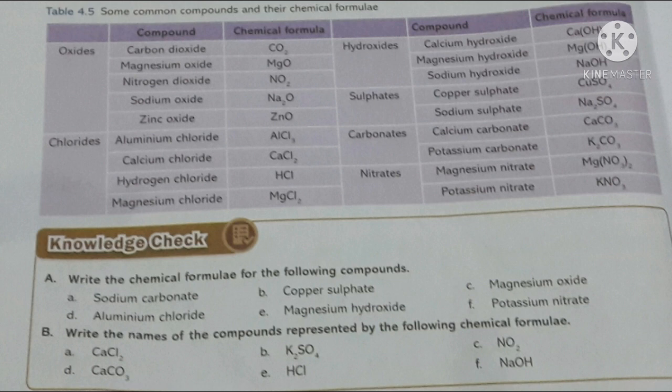NaOH is sodium hydroxide. Children, in naming or writing chemical formulae, some radicals are written as polyatomic ions, like carbonate, sulfate, hydroxide, etc.